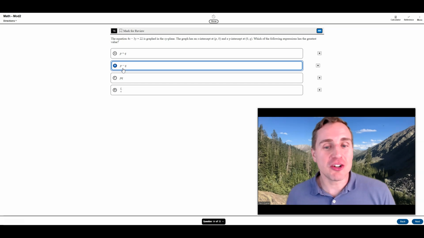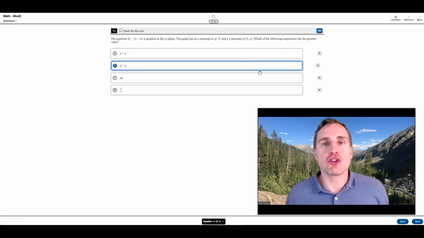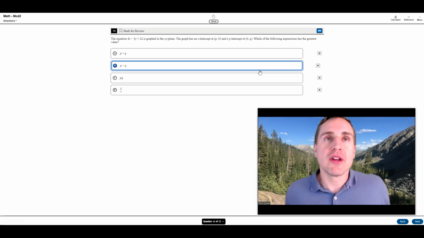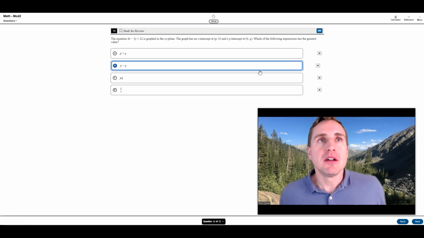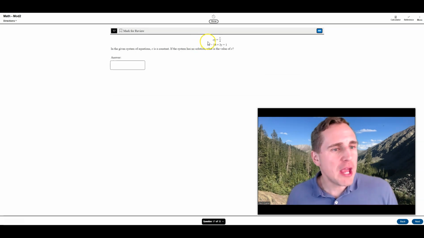So I didn't necessarily need to waste my time adding them together. I could have just reasoned in terms of the signs. In other words, given that p was positive and q was negative, subtracting a negative gives the largest value. Hope that makes sense. We have the correct answer. Let's move on. Okay, we've got cy equals x over 4, and 5x minus 14 equals 3y plus 1. In the given system of equations, c is a constant.